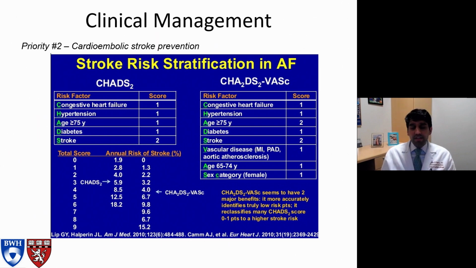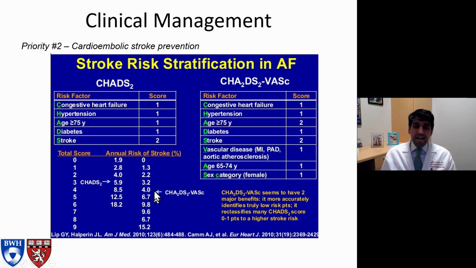We all understand that we can use for many patients clinical risk stratification scores to determine how high of a risk they are for a cardioembolic stroke. We used to use some simpler scores like the CHADS score. The CHADS-VAS score now is a little bit more granular in terms of telling us, especially patients who might be at a lower risk of a stroke.